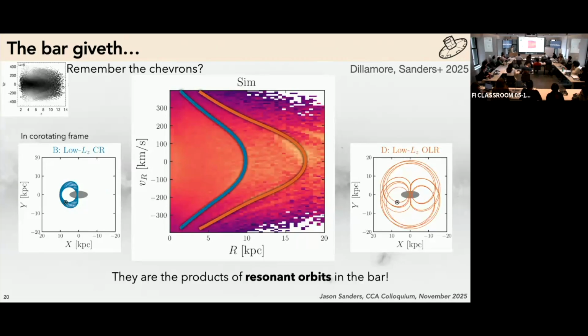And yeah, so potentially these things that were interpreted as being due to apocenter pileup from the accretion event, the thing that I maybe said gives some evidence that the GSE merger didn't occur 10 billion years ago, potentially these are just resonant orbits in the bar.